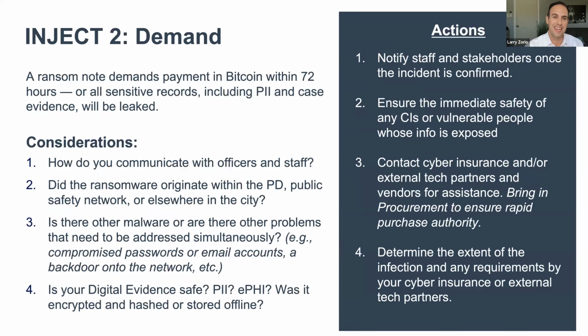All right, so the next inject is we actually got a demand from a threat actor group, let's call it. A ransom note has appeared. They're requesting a Bitcoin payment and it's to be done in 72 hours. They are claiming that all of our sensitive records, including PII, ePHI, all of our sensitive data, they have it all. They have our evidence, and it will be leaked in 72 hours. So what are we gonna do, right? What are we gonna do here?